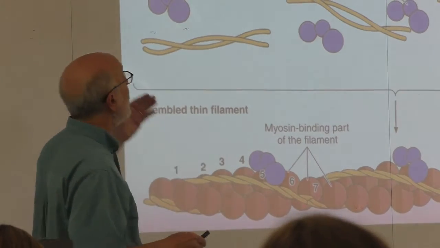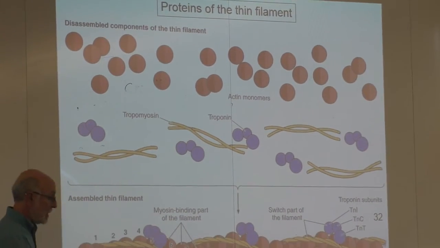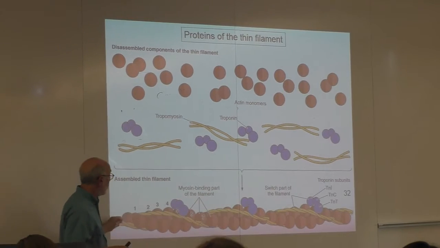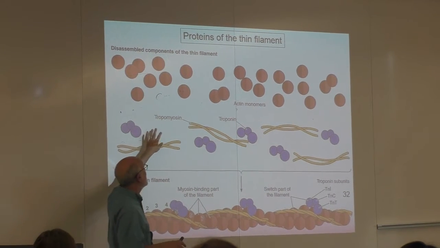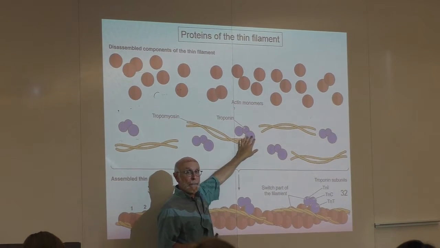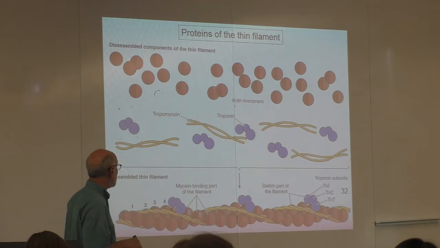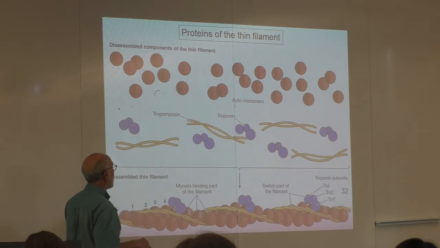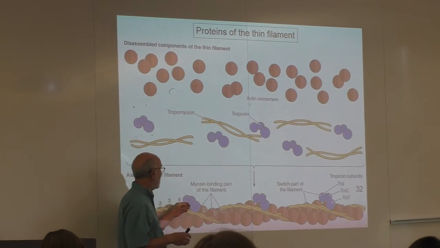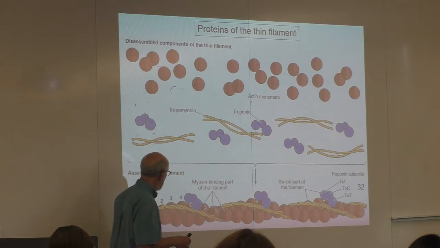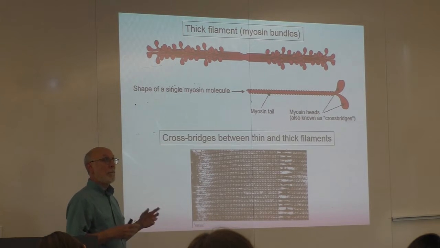So just a reminder, the thin filaments are actin. Actin polymerized into a filament, and then wrapped with other molecules, other proteins called tropomyosin and troponin. So we're going to use all three of these molecules to understand contraction in just a minute. Thin filaments: actin, tropomyosin, and troponin. Thick filaments are bundles of myosin.